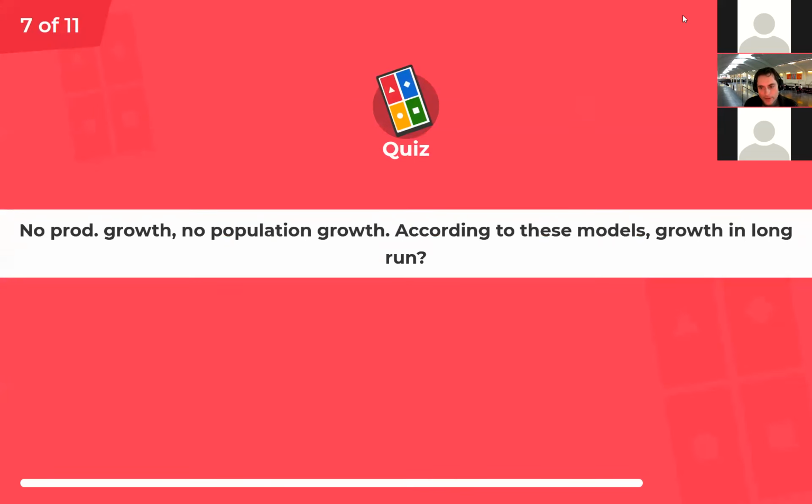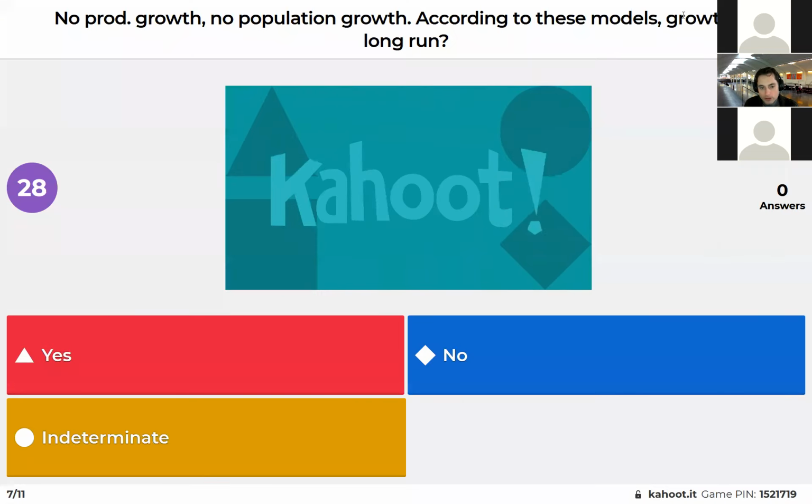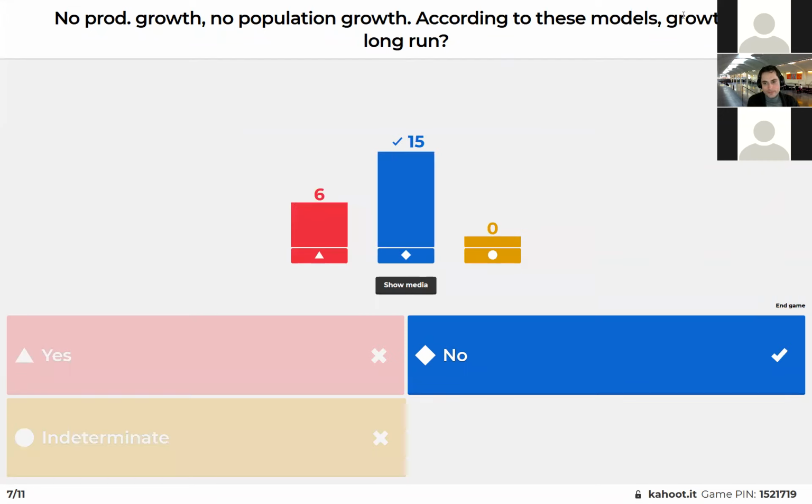No productivity growth, no population growth. According to these models, is there growth in the long run? If there's no productivity growth, if there's no population growth, is there growth in the long run? In Ramsey and Solow, it's the same answer. I probably said production growth. No productivity growth, no population growth. Okay, no is the correct answer.